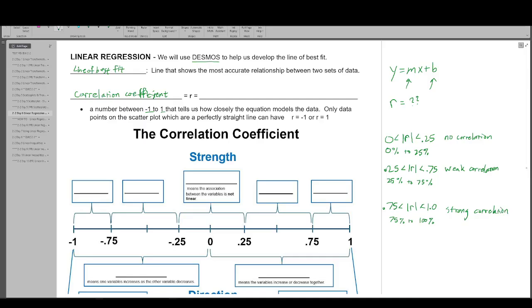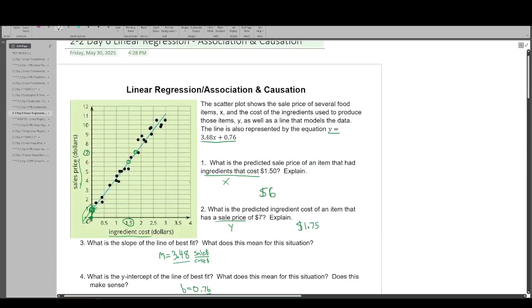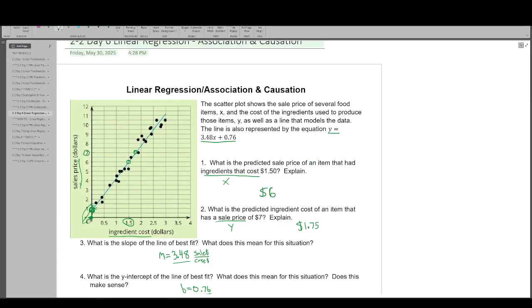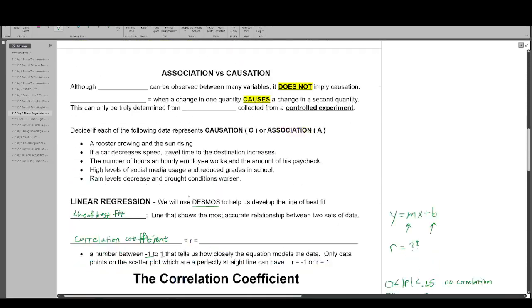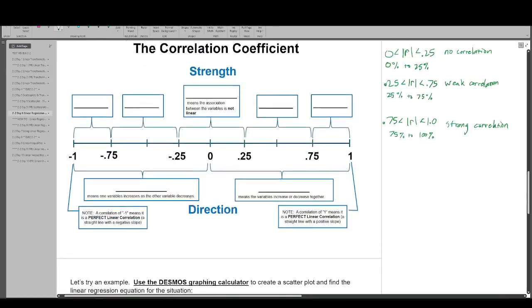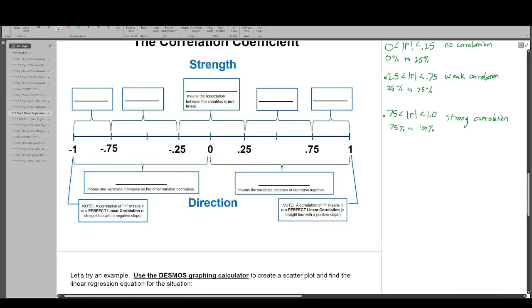And in terms of a scatter plot, remember that the strength has to do with how close the dots cluster around the line. So in our warm-up, these dots were very closely clustered to this line. So this probably has a correlation coefficient of like 0.95 or something really high. I don't think they told us. No, they didn't. Okay. So we have this graphic organizer to help us with what the R values are.